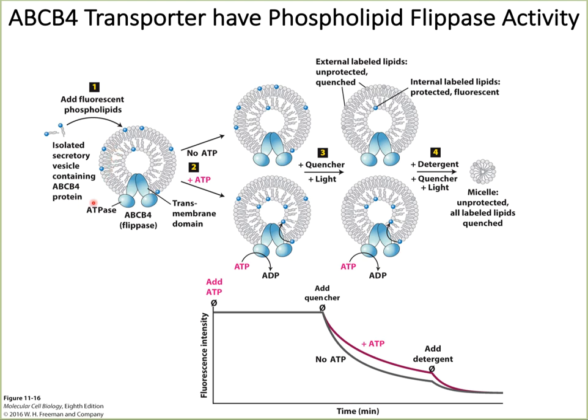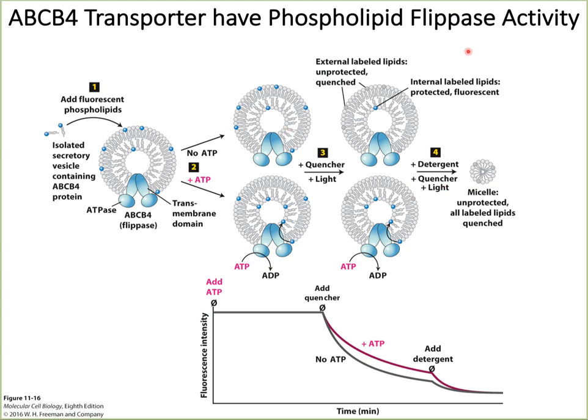At first, synthetic phospholipids containing a fluorescently modified head group, the blue dot, are added to the medium containing the purified vesicles, and get incorporated primarily into the outer cytosolic leaflet of the vesicles. In step 2, if ATP is added to the medium, ABCB4 flips a small fraction of the outward-facing phospholipid to the inside leaflet. In contrast, the medium without any ATP will not flip any phospholipid inward.